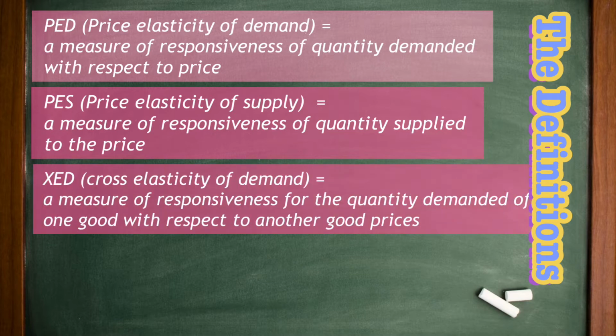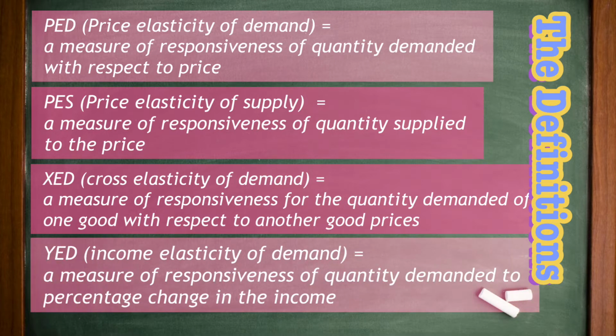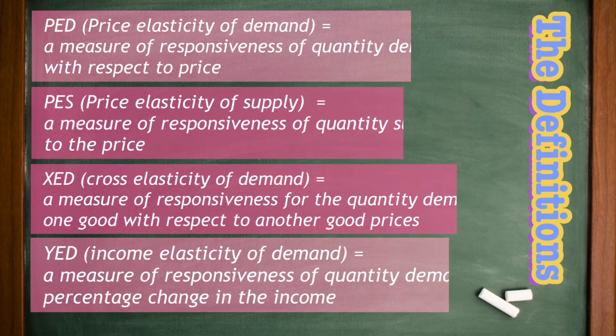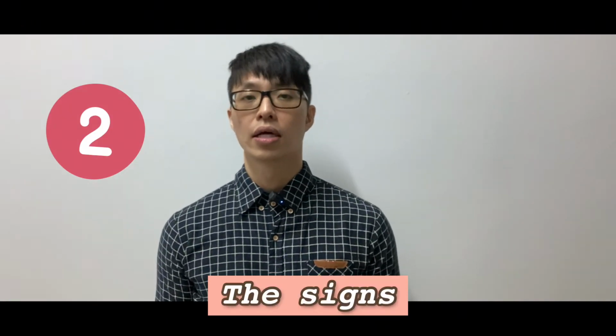For XED, it will still be a measure of responsiveness of the quantity demanded of one good with respect to another good's price. And the last one will be YED. YED, the definition will be a measure of responsiveness of quantity demanded to percentage change in income. That's for definition. Let's go to step number 2. Step number 2 will be the signs.